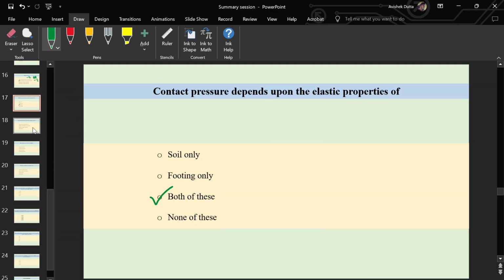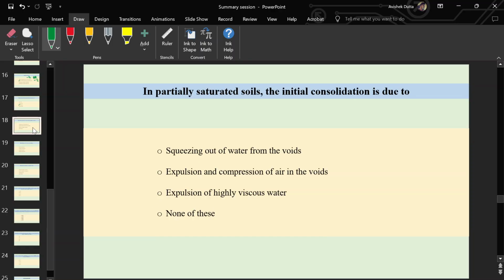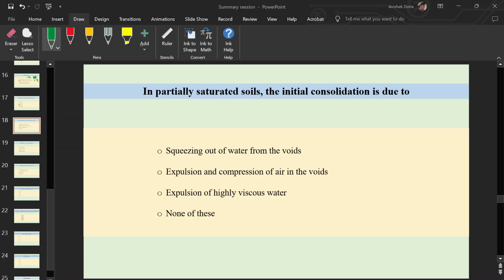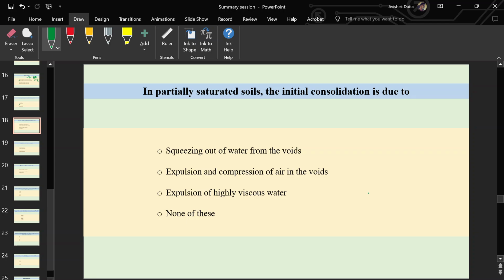Next question. In partially saturated soil, the initial consolidation is due to squeezing out of water from the voids, expulsion and compression of air in the voids, expulsion of highly viscous water, or none of these? What is the answer?